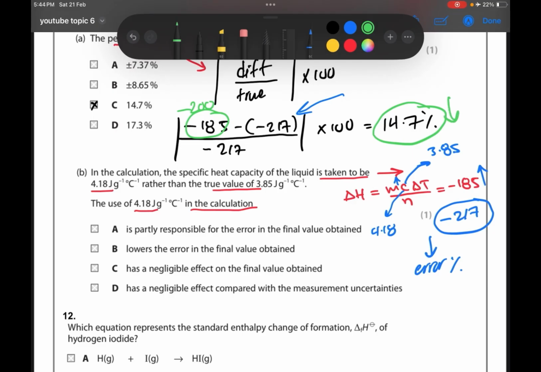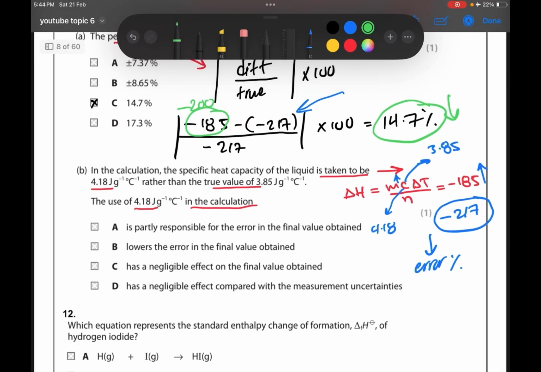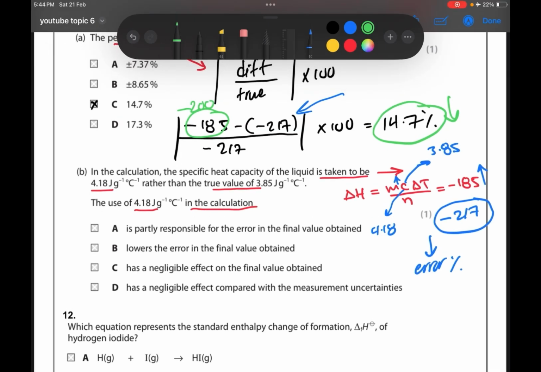So technically, we can check the answers and see what happened. It's partly responsible for the error and the final value obtained. No, it's not responsible. It's the opposite. It improves the result. It lowers the error in the final value. Yes, this is definitely the answer. We are using a higher value of specific heat capacity, and that's why the delta H will be more exothermic. It will be closer to this value, and that's why the error percent will decrease. So the answer is B.